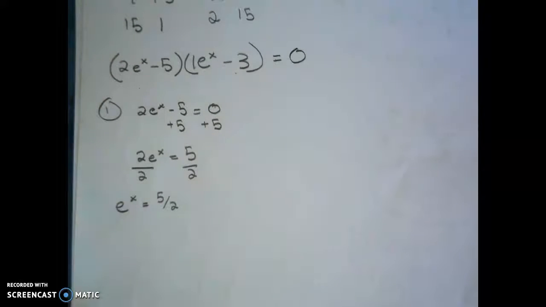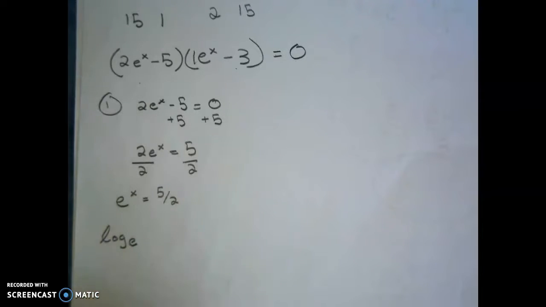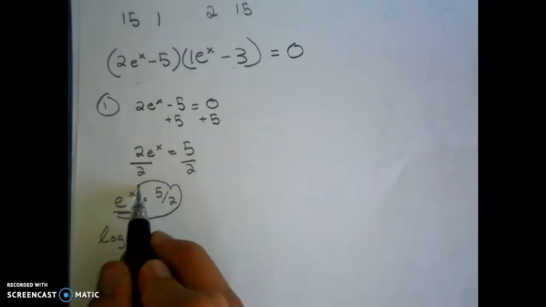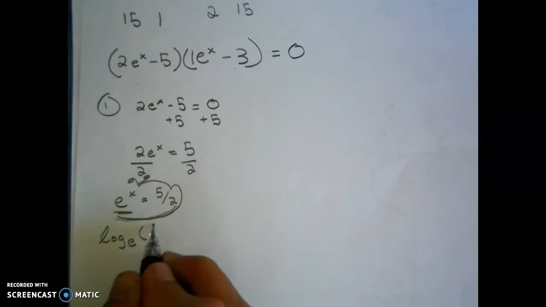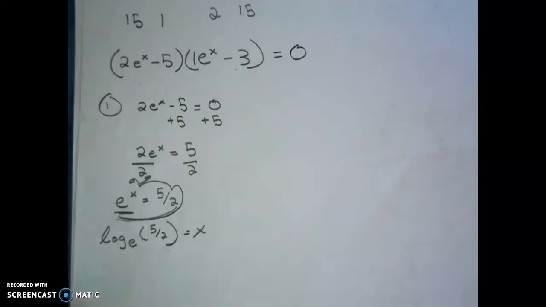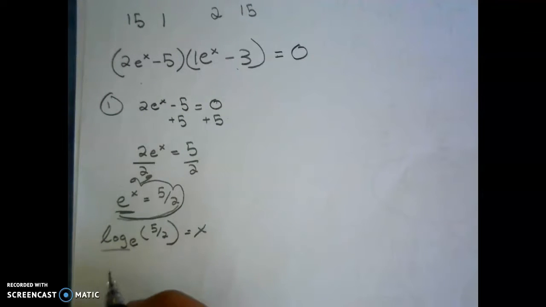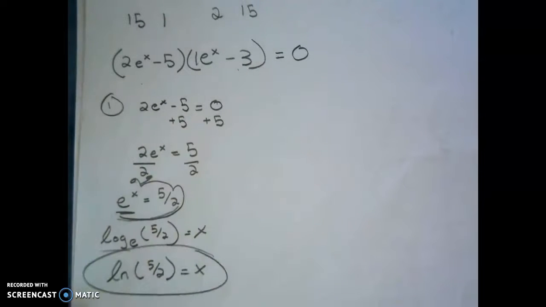Now I'm going to solve for x. I'm going to use my log snail, going from an exponential to a log. I always start with my base right there. Next thing that my snail touches is 5/2, so I plug it in there. Then this is equal to x. And the last thing I'm going to do is rewrite this log base e as the natural log of 5/2 is equal to x. So there's one of my answers.